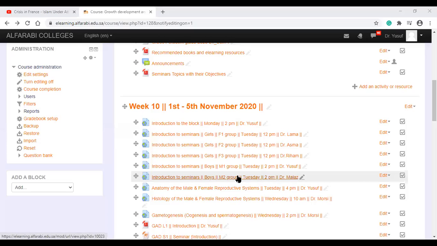See here, there is a separate link for those students who belong to M2 group. This is M1 group, and there is a separate link for the boys M2 group. So those who belong to M2 should join Dr. Mala's group. Today it is okay, but from next week onwards, you should join the proper groups. All groups are separate.